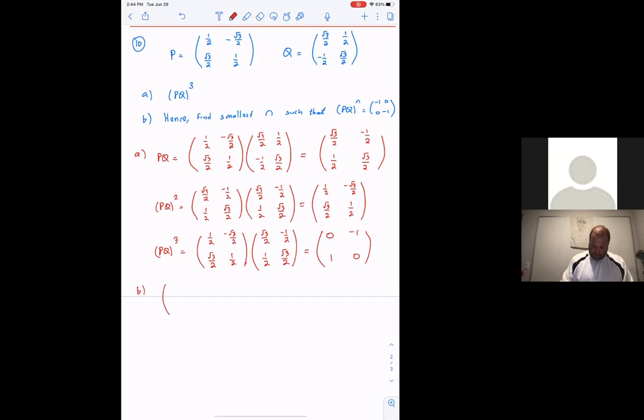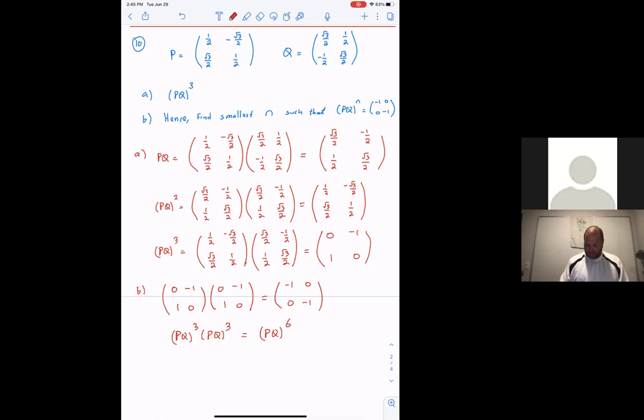Well, if you take 0, negative 1, 1, 0, and you multiply it by itself, you get negative 1, 0, 0, negative 1. So that's PQ cubed times PQ cubed, which is the same thing as PQ to the 6th power. So therefore, you get n is equal to 6. How do I know that there's no smaller number?